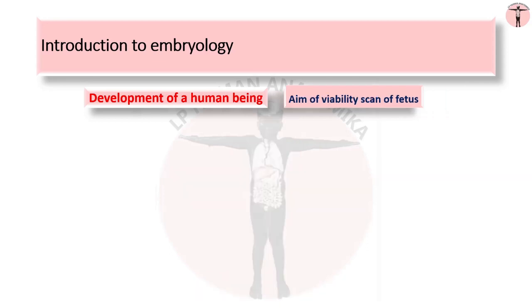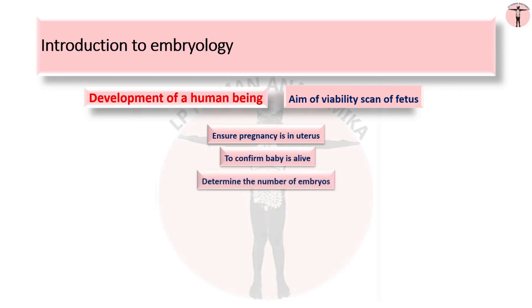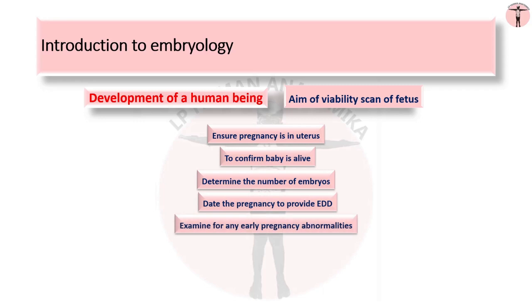Coming to the end of this session, let us understand the aim of the viability scan. Why should we do viability scan of the fetus? The aims of this scan are to ensure that the pregnancy is inside the uterus and it is not an ectopic pregnancy. This will be discussed under implantation. Demonstrate that the baby is alive. Determine the number of embryos present. Date the pregnancy and provide the estimated due date. Examine the baby for any early pregnancy abnormalities and assess the presence of internal bleeding.